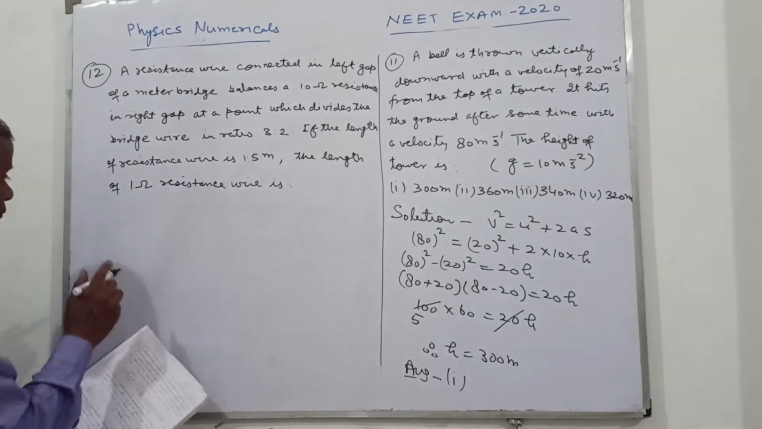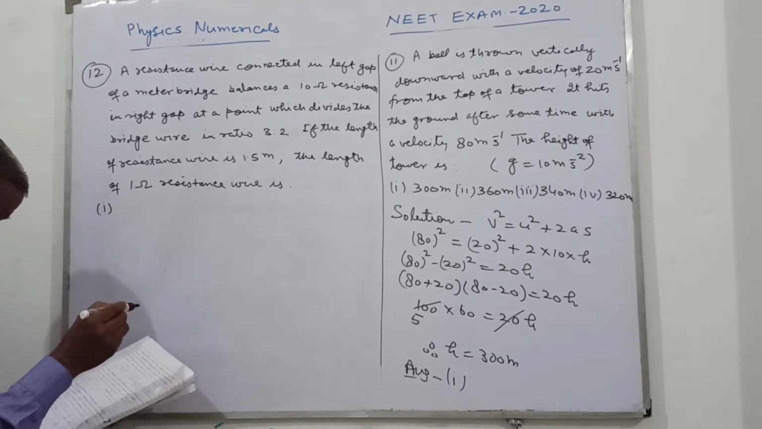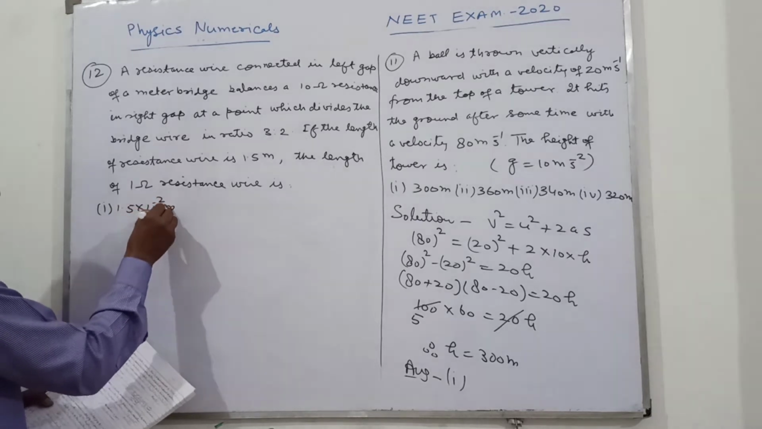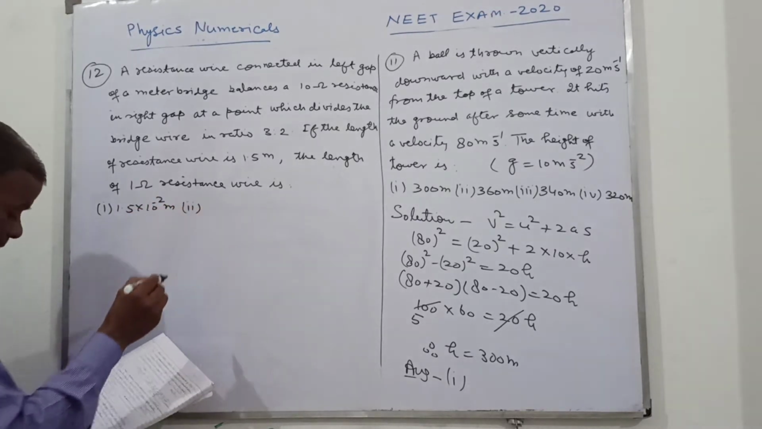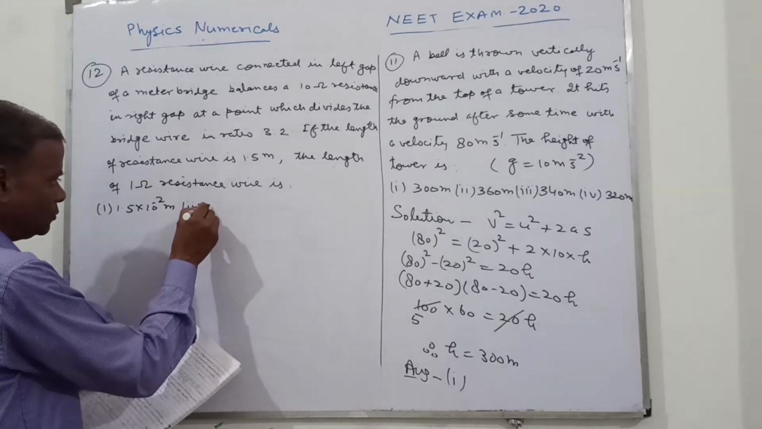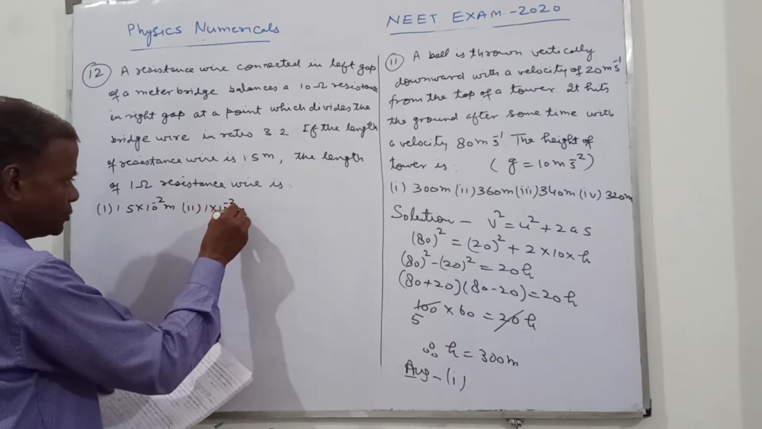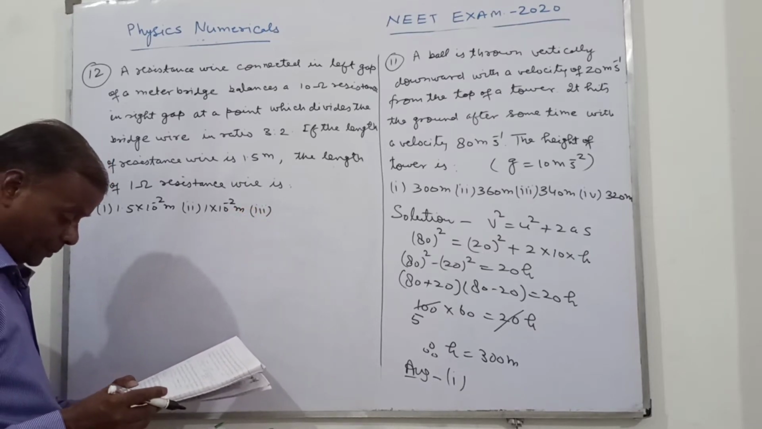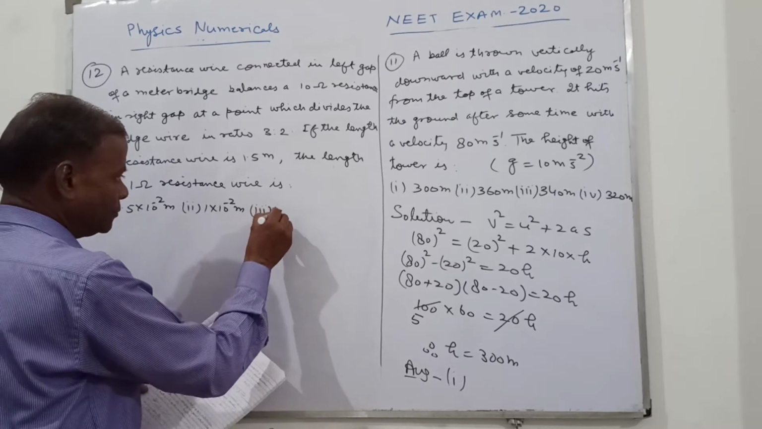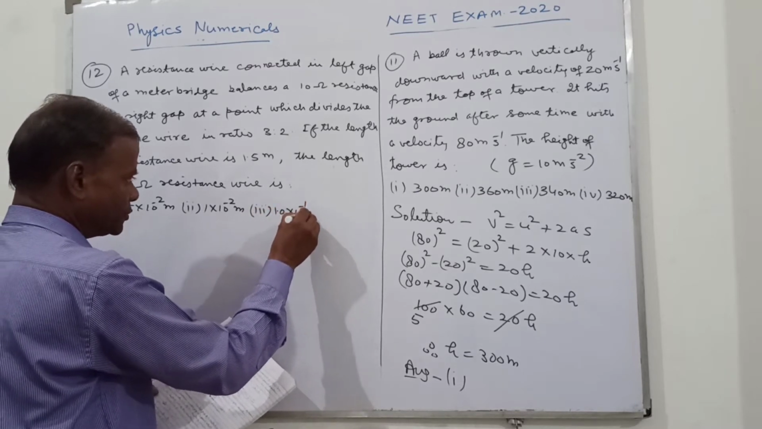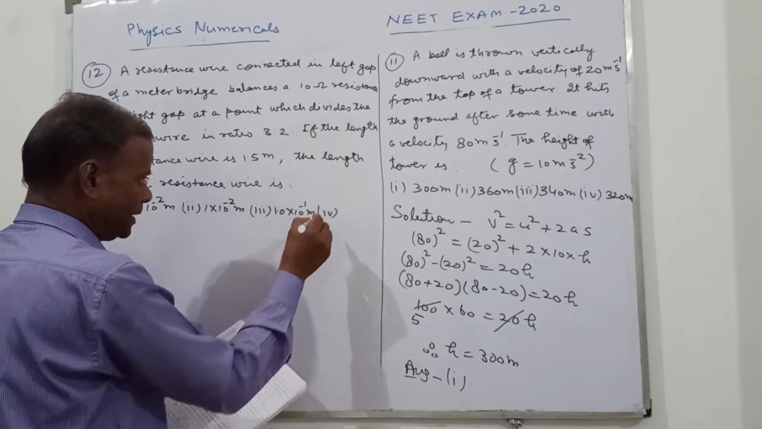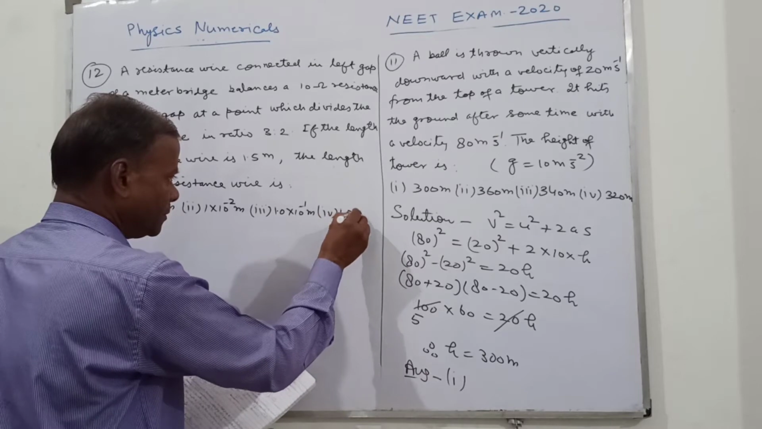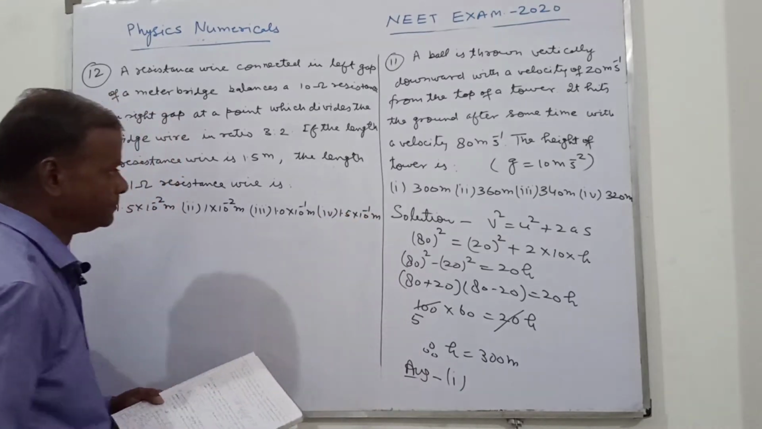and the options are: first, 1.5 into 10 raised to the power minus 2 meter; second, 1 into 10 raised to the power minus 2 meter; third is 1.0 into 10 raised to the power minus 1 meter; and fourth is 1.5 into 10 raised to the power minus 1 meter.